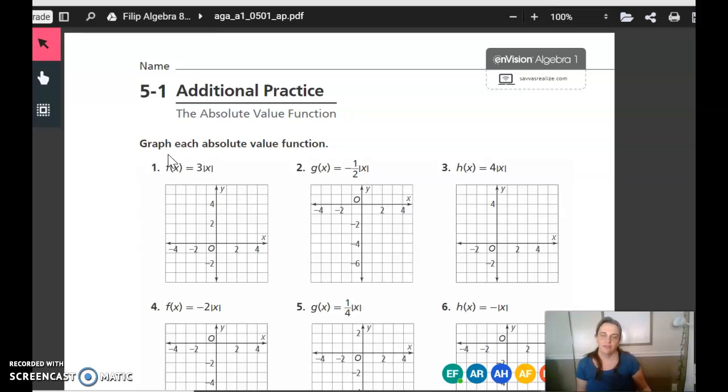So we spent the last couple lessons defining piecewise functions and talking about absolute value functions. You should have done the Do You Know Hows from 5.1 and 5.2. And today we're just taking a chance to do a little bit of extra practice in both those sections.